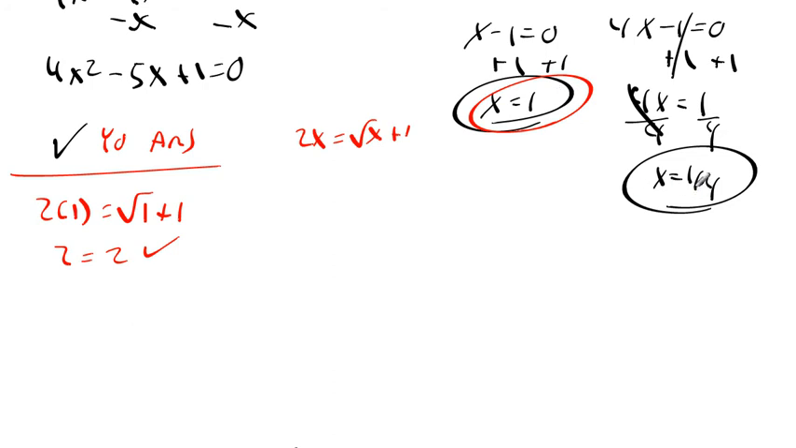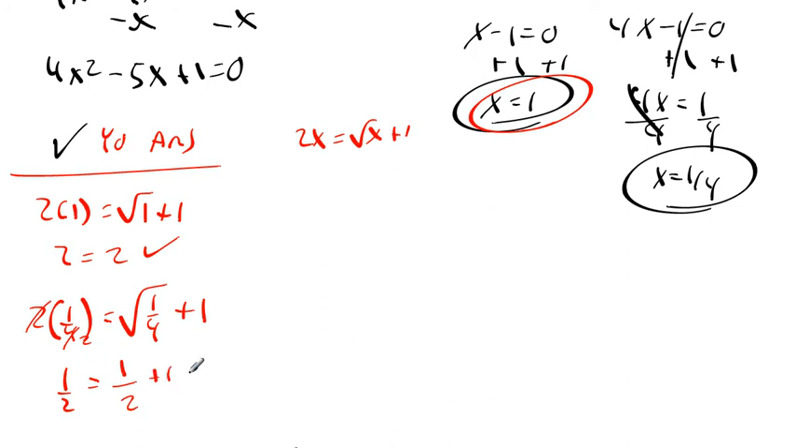Now, is 1/4 an answer, though? Let's see. Is 2 times 1/4 the same as the square root of 1/4 plus 1? Well, 2 goes into 4 2 times, so that's 1/2 equals the square root of 1, which is 1, over the square root of 4, which is 2, plus 1. So the halves are equal, but this side has an extra plus 1. So the left side is not equal to the right side.